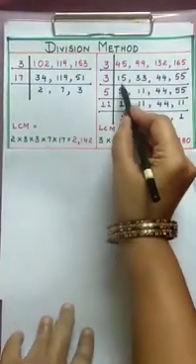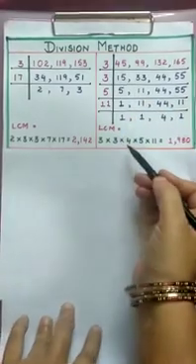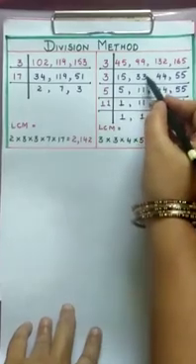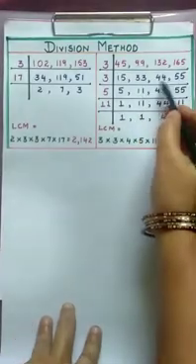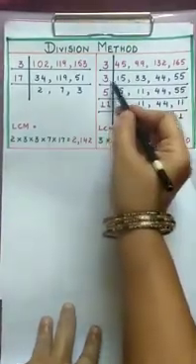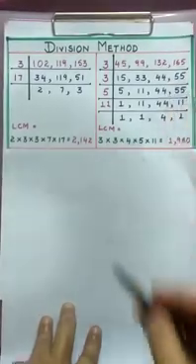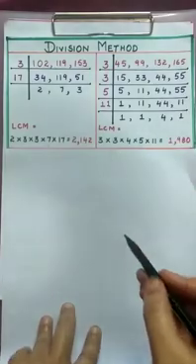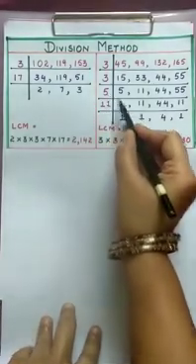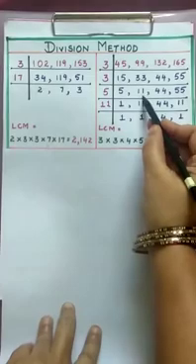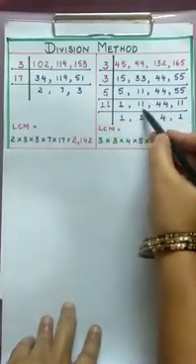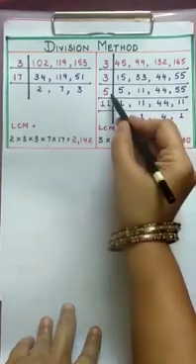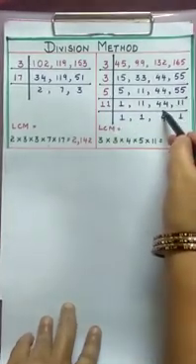Now again 15 and 33 are divisible by 3. 3 5's are 15, 3 11's are 33, whereas 44 and 55 are not divisible by 3, so we bring them down as it is. Now here 5 and 55 are divisible by 5. Let us divide by 5. 5 ones are 5. 11 is not divisible by 5, so we bring it down as it is. Again 44 is the same, not divisible by 5, so we bring it down as it is.